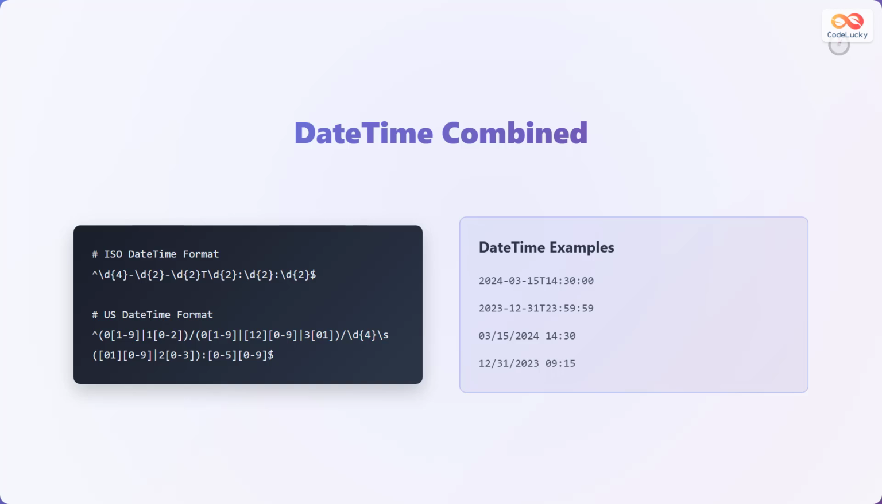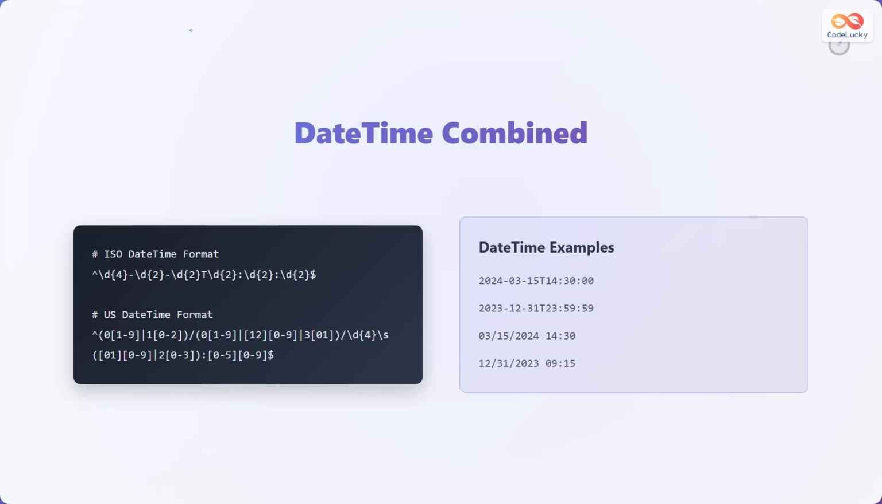Let's move on to combined date and time formats. These formats combine both date and time information into a single string. On the left are the regular expressions, and on the right are examples. The first RegEx is for the ISO DateTime format. It starts with a 4-digit year, then a hyphen, then a 2-digit month, another hyphen, then a 2-digit day, followed by the letter T, then a 2-digit hour, a colon, a 2-digit minute, another colon, and finally a 2-digit second.